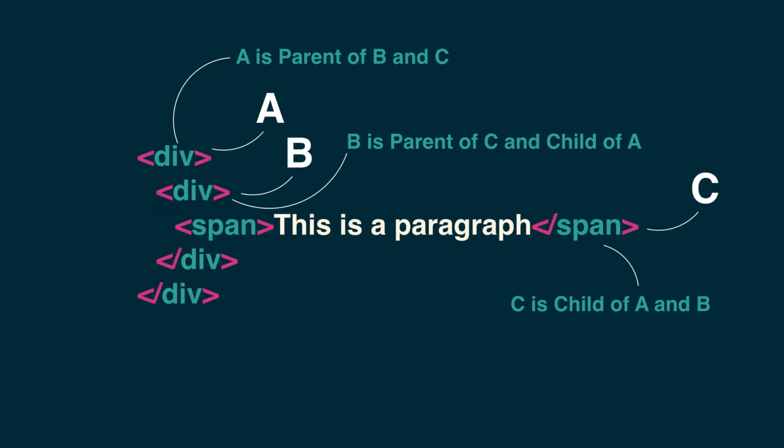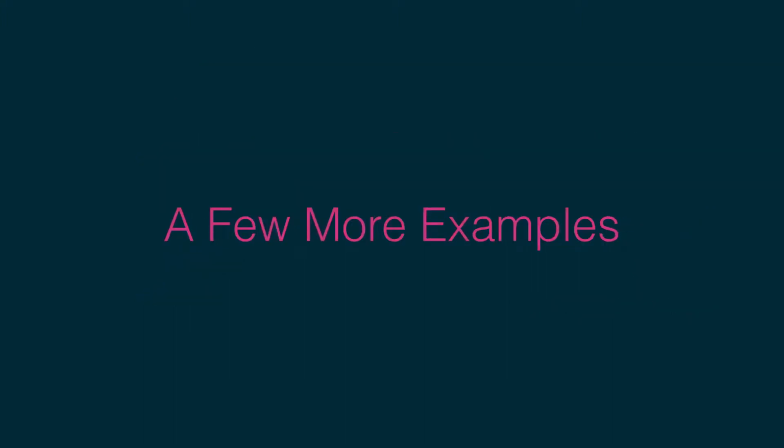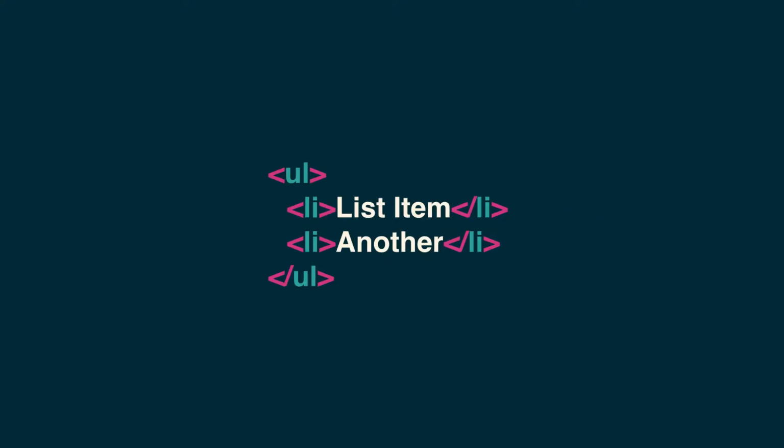So this becomes useful later on, but I'm going to go ahead and show a few more examples of nesting in HTML. So we have a very simple unordered list that has list items. You have the parent, which is the main unordered list element, and you have a child, which is a list item, and a child, which is another list item.